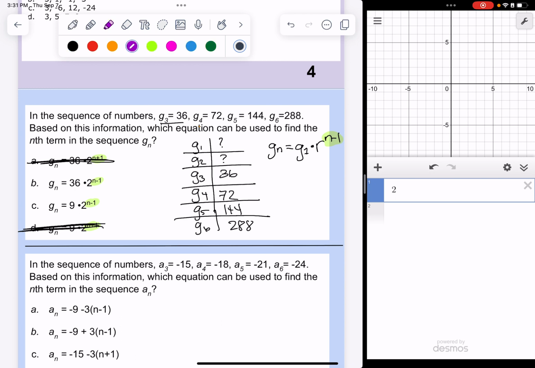My other thing is that I have G of 1. I don't know what it is, but I do know that G of 3 is 36, meaning it cannot be 36 because G of 1 cannot be 36. So I know I can eliminate this. That means my answer has to be C.